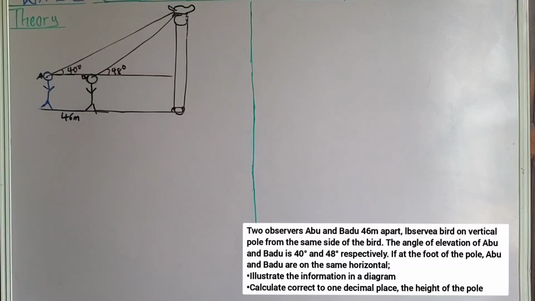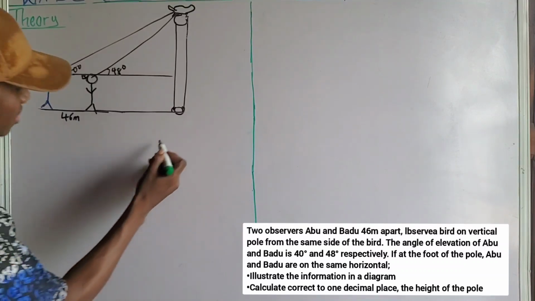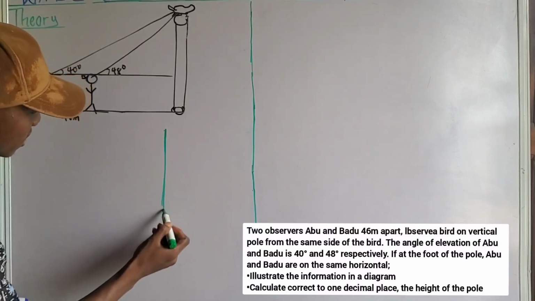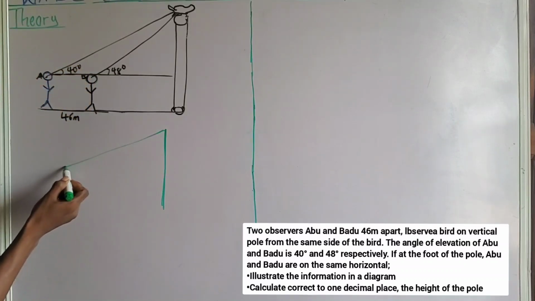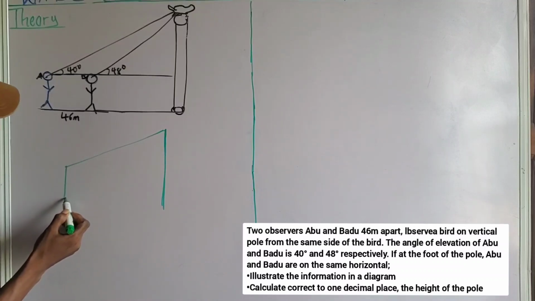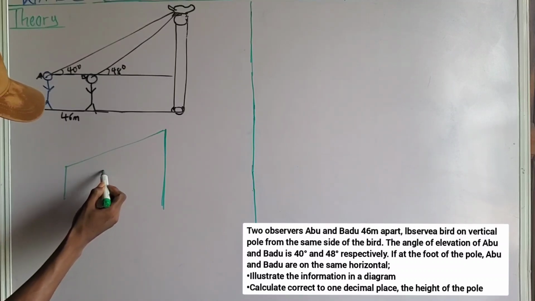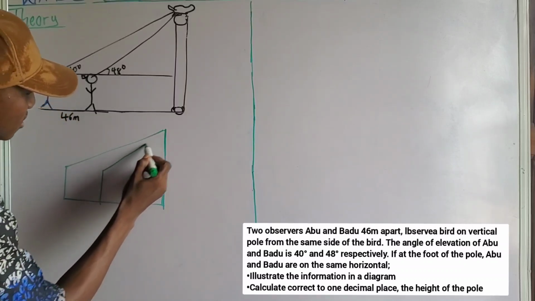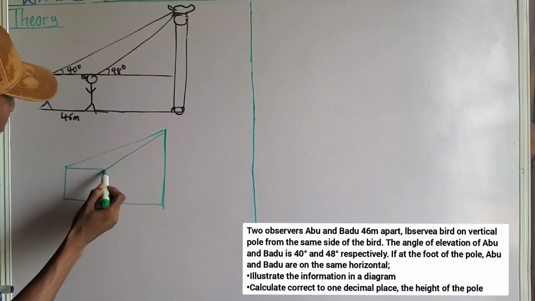So if you want to draw it in the exam, draw it in this way. Just draw something like this. This is the illustration. This is the pole. This is the first observer. This is the second observer. Do it like this.